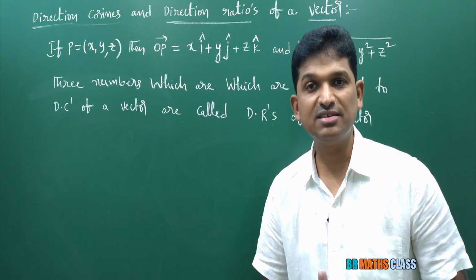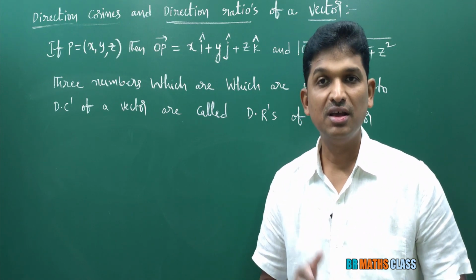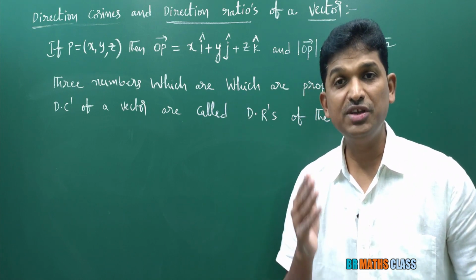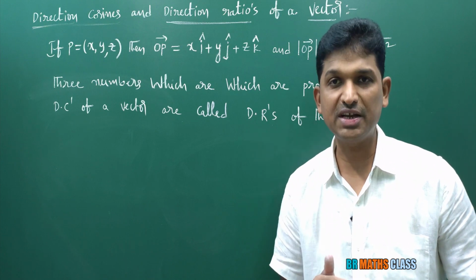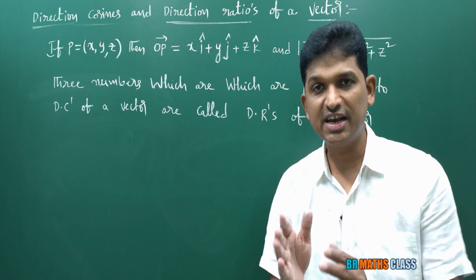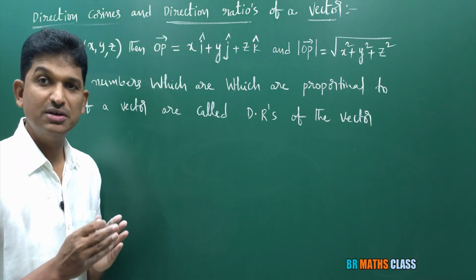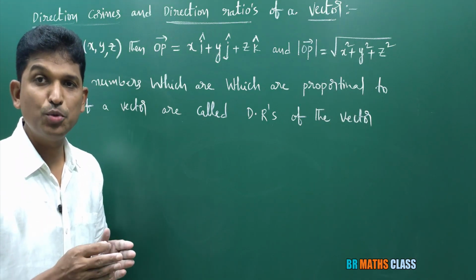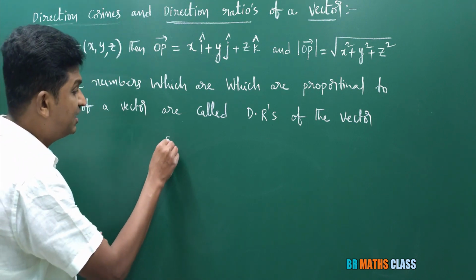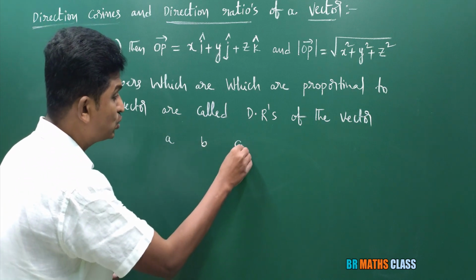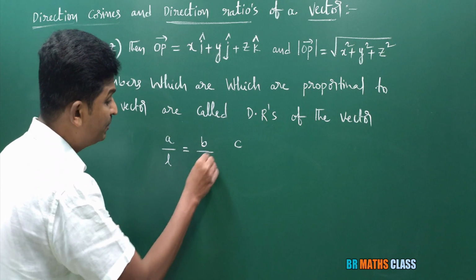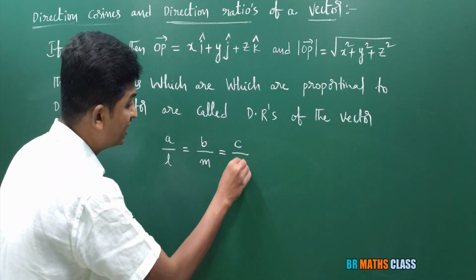Direction ratios of a vector are what? They are three numbers which are proportional to the direction cosines of the vector. Have patience. Try to understand over the coming 5 minutes, then you can understand more clearly. I'll take three numbers A, B, C which are proportional to direction cosines L, M, N. Three numbers A, B, C being proportional to direction cosines L, M, N means A divided by L equal to B divided by M equal to C divided by N.